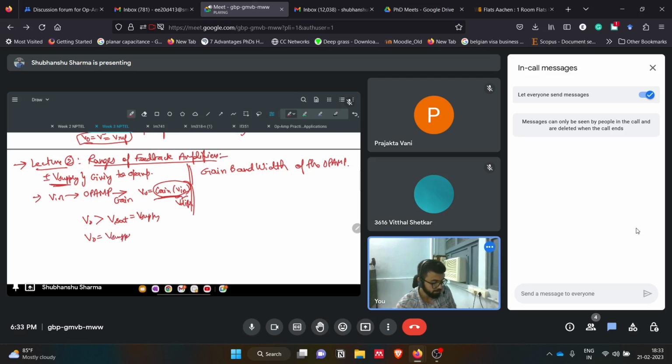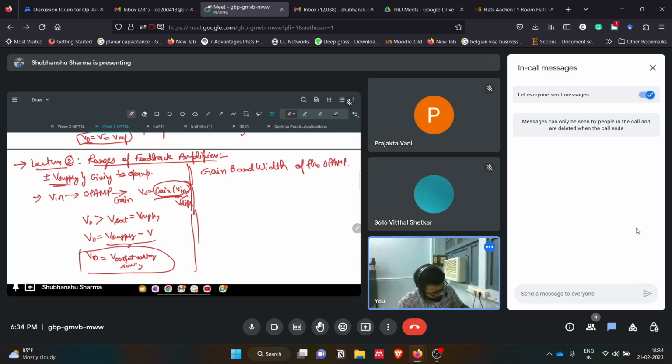But in practical op amps, we don't see it equal to the V supply voltage. It is minus some voltage, and this is the voltage swing. So we get a final voltage which is equal to the output voltage swing. This voltage is equal to the V output voltage swing, V naught.